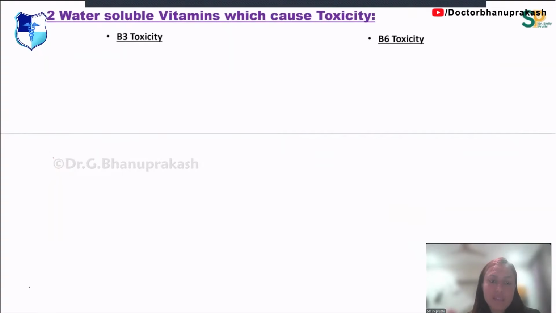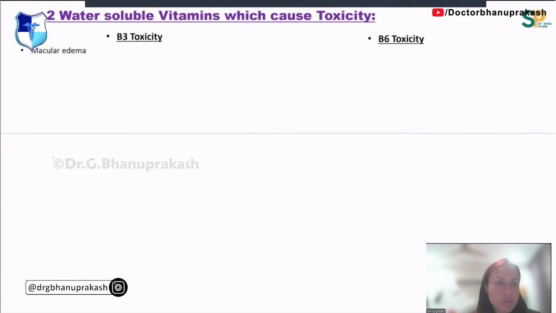Coming to the next slide, there are two water-soluble vitamins which cause toxicity. Otherwise, water-soluble vitamins, if they are in excess, are lost in urine because they are soluble in water, they will be going out. But you need to be careful. There are two water-soluble vitamins which cause toxicity, right? So coming to B3 toxicity or B6 toxicity.